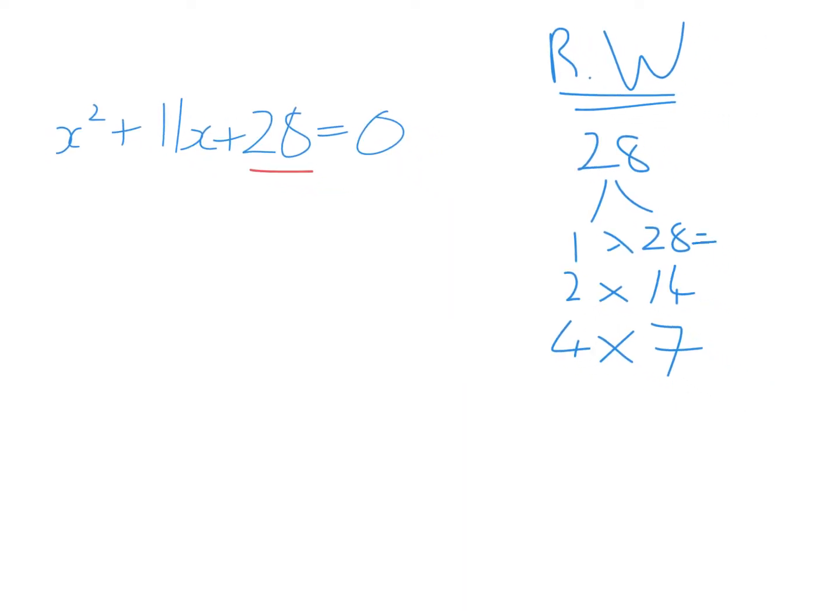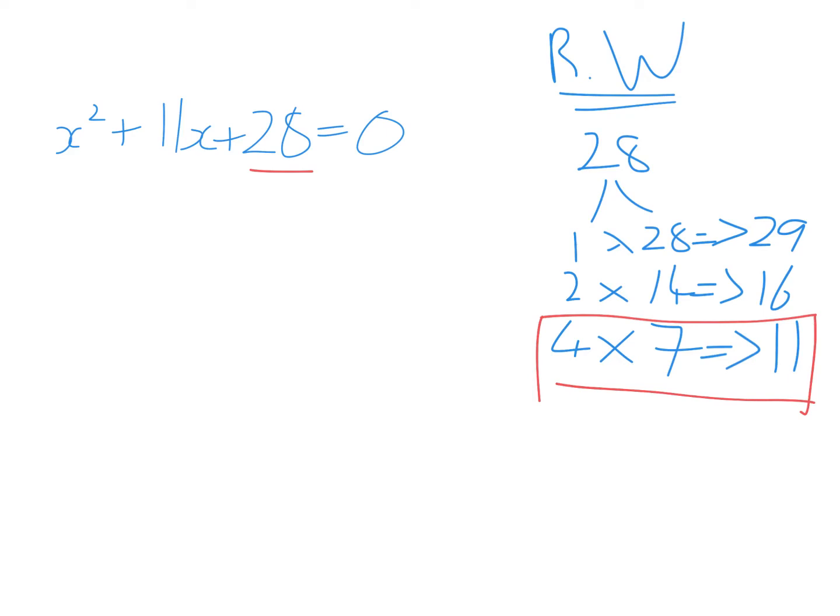And then we'll just look at adding each of those pairs together. So if we added 1 and 28, we get 29. If we added 2 and 14, we get 16. If we added 4 and 7, we get 11. So the one that we're most interested in is the final one. And the reason why is because when we add them, we get the middle number of our quadratic trinomial. So again, 4 and 7, we can multiply them to get 28, our last term, and we can add them to get 11, our middle term.